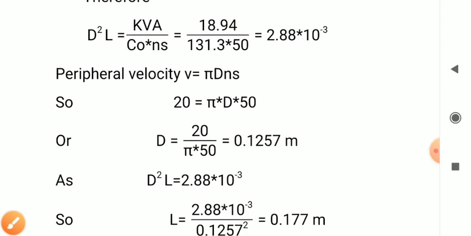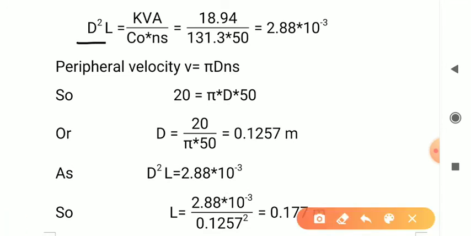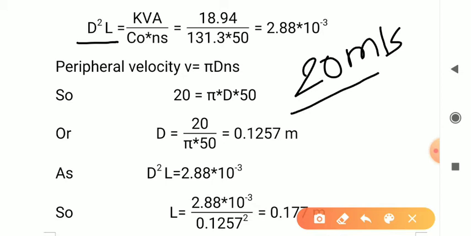Now after finding the product D square L, the next step is to separate the D and L from the D square L. While separating the D and L from the D square L in this example, it is asked to calculate D and L at the given peripheral speed, and the peripheral speed is given as 20 meter per second. So in simple words, it is asked to separate the D and L from this product D square L at a given 20 meter per second peripheral speed.